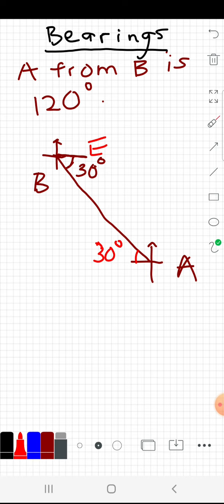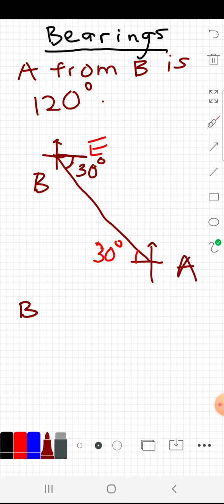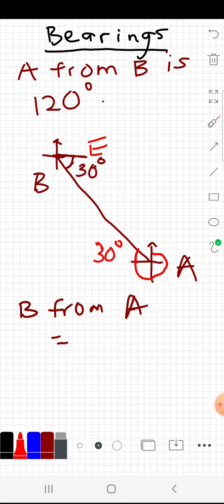Now I can find the bearing of B from A. B from A. So from A means I'm now going to A. So now I'm at A. So I'm going to move from the north of A to the joining line to get the answer. So when I get to the east, I cover 90. To the south, I cover 180. To the west, I cover 270 degrees. And then I had the extra 30.